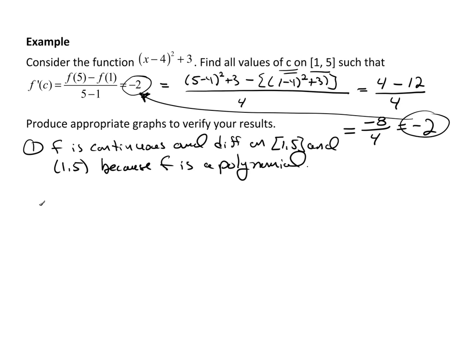So what I need to do is find the first derivative. I'm going to make this an asterisk. There we go. So now we show that the mean value theorem applies and it does exist. That value of c that gives me negative 2 does exist. So I'm going to find the first derivative. So f prime of x equals 2 times (x minus 4). I need to set this equal to negative 2.